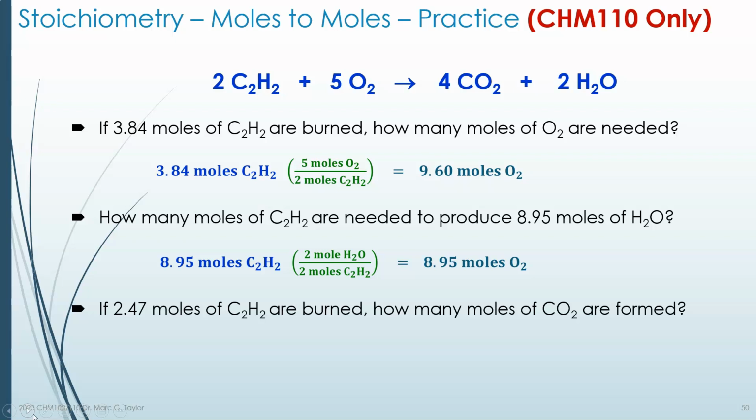The last question, if 2.47 moles of acetylene are burned, how many moles of CO2 are formed? Well, we know that for every 2 moles of acetylene, we get 4 moles of CO2, which is twice as many moles. So you could actually do this in your head. You realize you need twice as many, you're going to make twice as many moles of CO2. You can just multiply it by 2, but use the proper way. 4 moles of CO2 over 2 moles of acetylene will turn your original 2.47 moles of acetylene into 4.94, or double the moles of CO2.